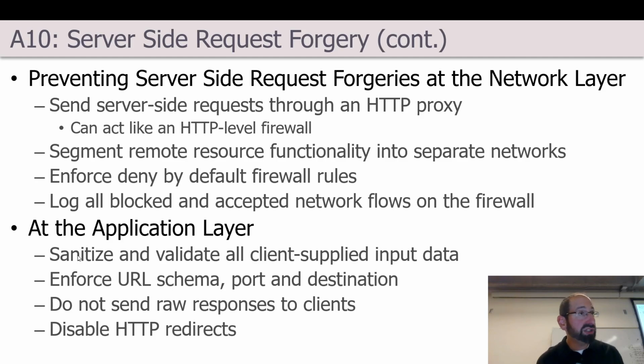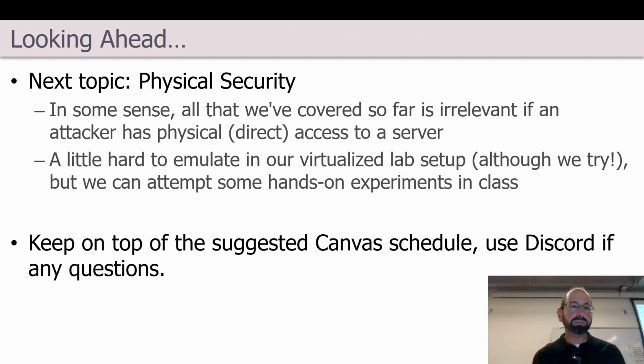But at the application layer, depending on what your application is intending on doing, I say sanitize and validate all client-supplied data. That actually becomes a much more difficult thing for server-side request forgeries. If you have a web application that does expect there to be server-side requests that are valid, you either have to explicitly whitelist or you have to be very careful in the design of that sanitization and validation scheme here.